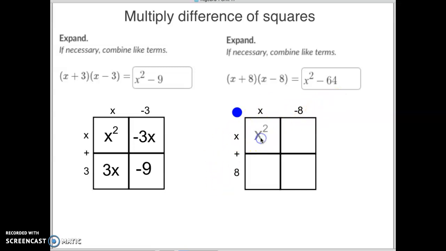X times x is x squared. These two make negative 8x. These two make positive 8x. Obviously, those two will cancel each other. And negative 8 times 8 is negative 64 for your x squared minus 64.